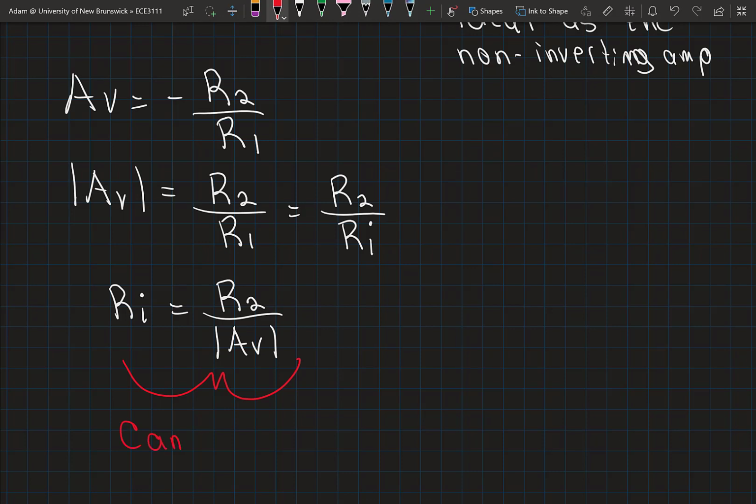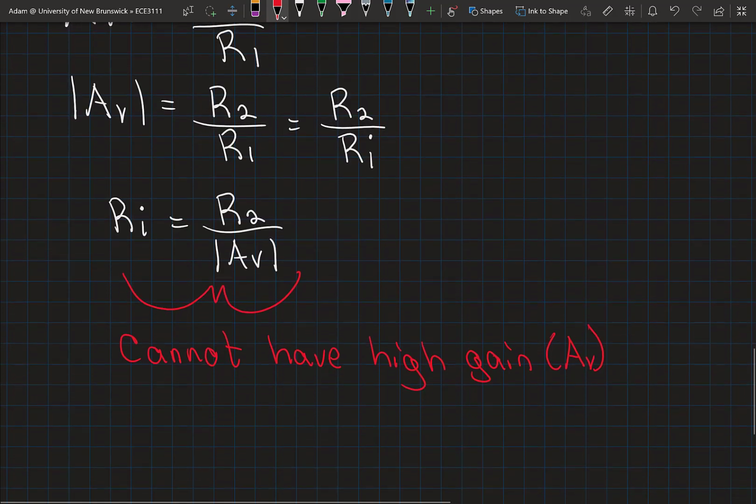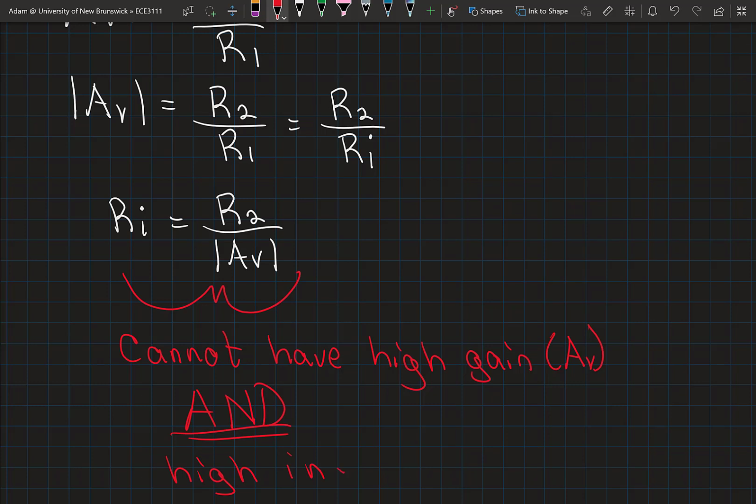So you cannot have high gain, AV, and high input resistance. Okay, so it's one or the other.